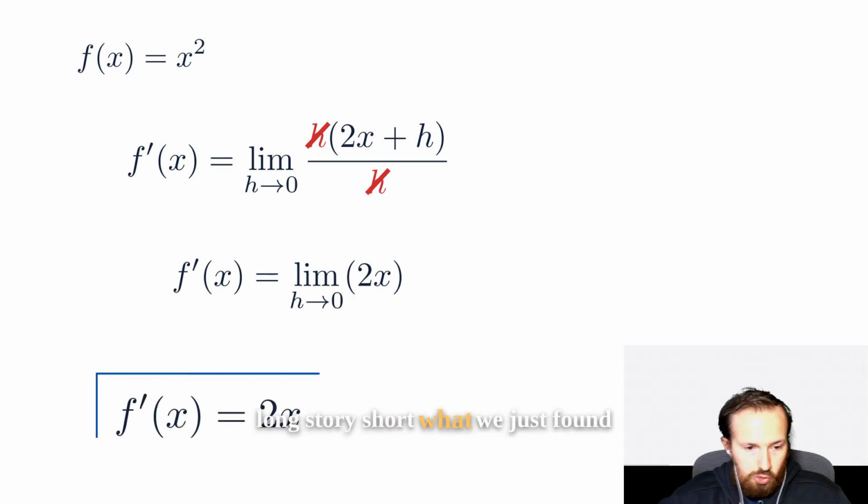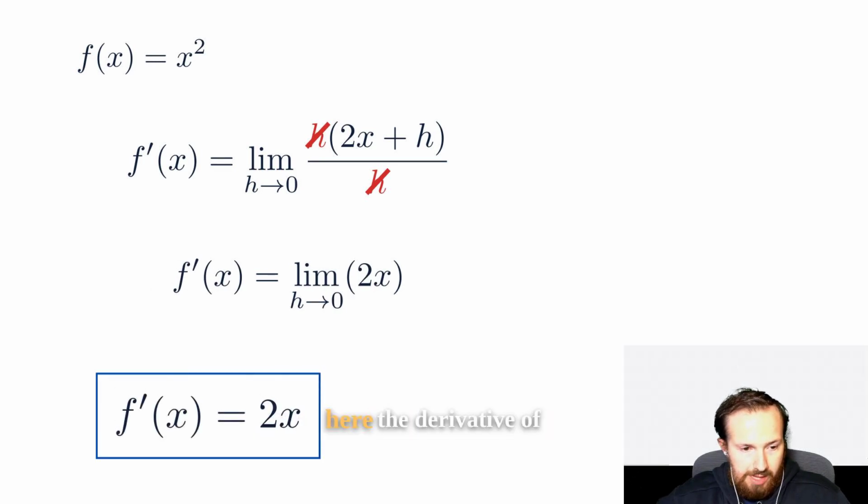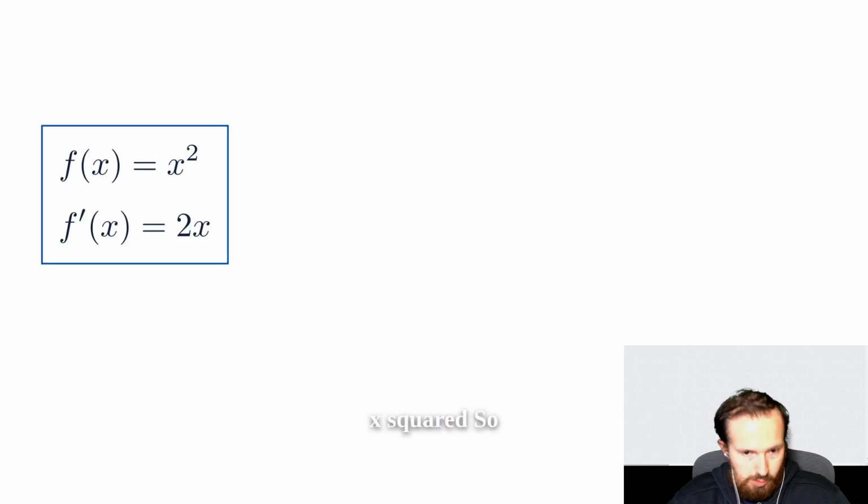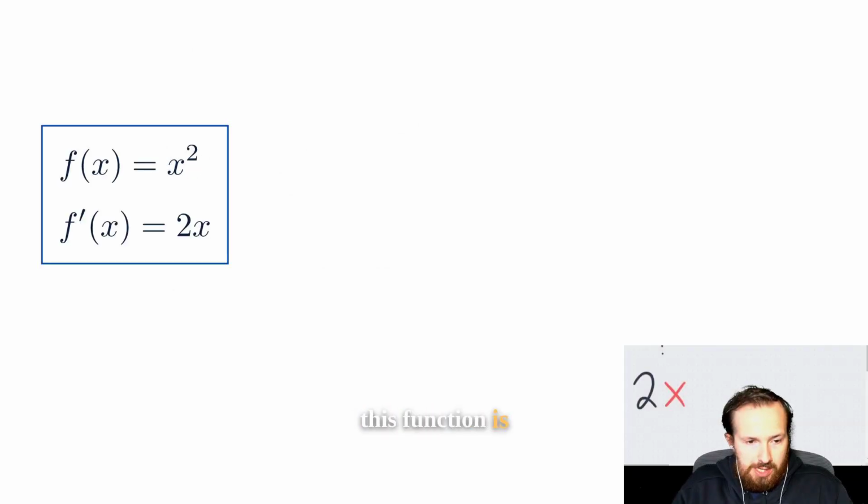So long story short, what we just found is that the final answer here, the derivative of f, in this case, is equal to 2x. So that is the derivative of x squared. So this function is the derivative, and it tells us the slope of the original curve at every single x value. That's kind of the goal of what we were doing.